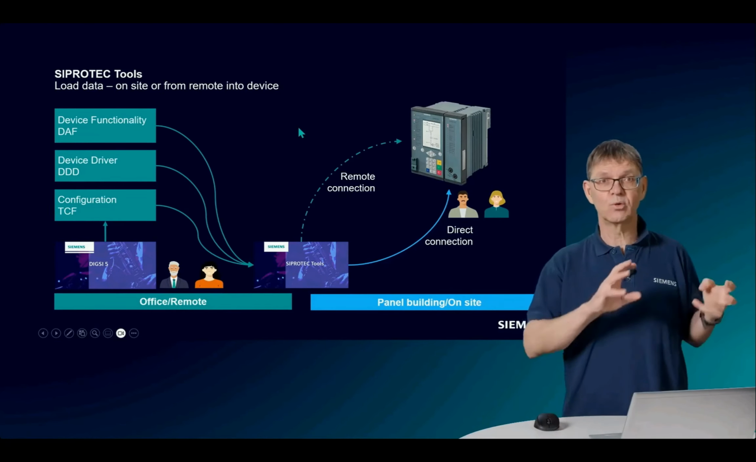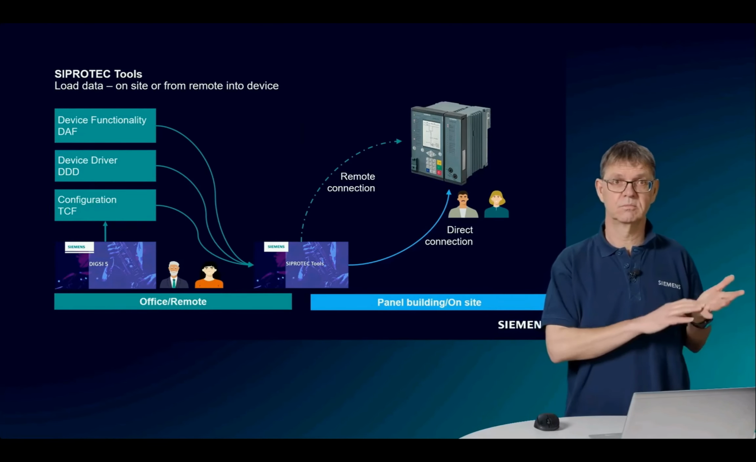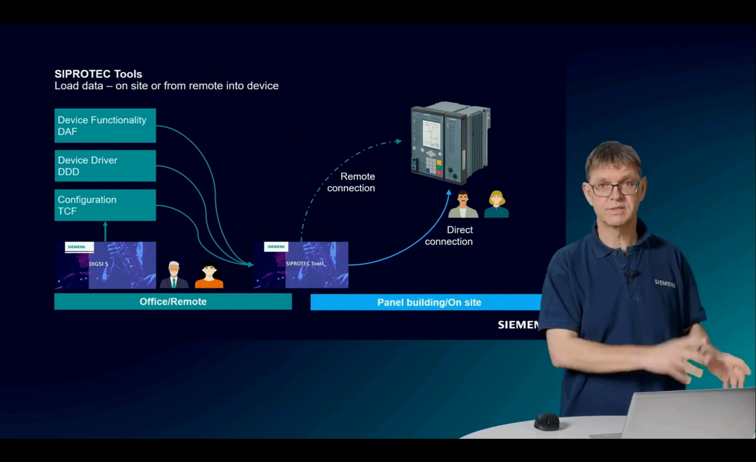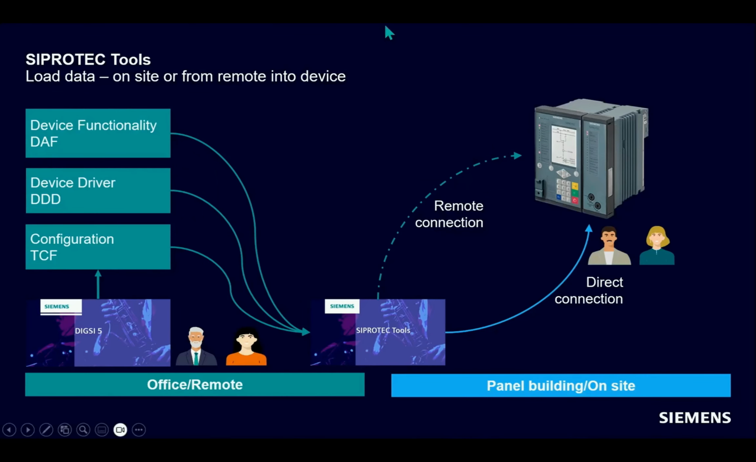Good. We can load data from the PC into the device. This is the device functionality upgrade. So if you need more function points in the relay, then you can use the SIPROTEC Tools or DIGSI. But if you don't have DIGSI, use the SIPROTEC Tools. You get this DAF file, and then you load it into the relay in a few seconds, and then you have more function points in the relay.